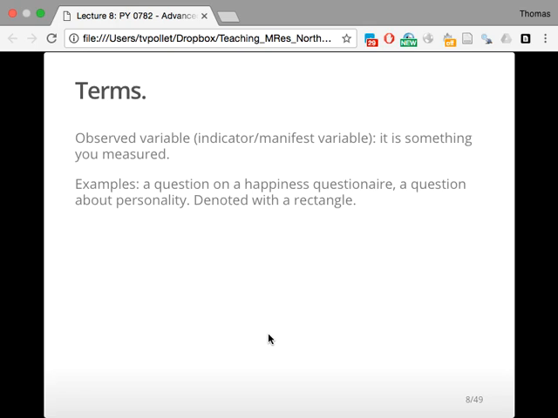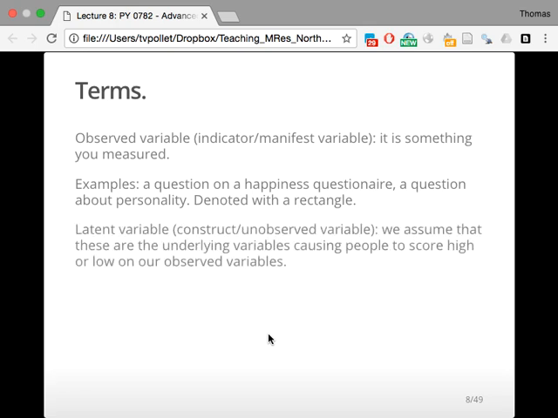Then we have the latent variable. We assume that people's answers to things like a happiness questionnaire are caused by an underlying hidden, lurking construct like well-being or happiness or something else. That's causing people to score high or low on our variables. That's the latent variable, or construct, or unobserved variable, or dimension. That's what people tend to use. Examples would be well-being, openness, intelligence, and it's denoted with a circle or an ellipse.